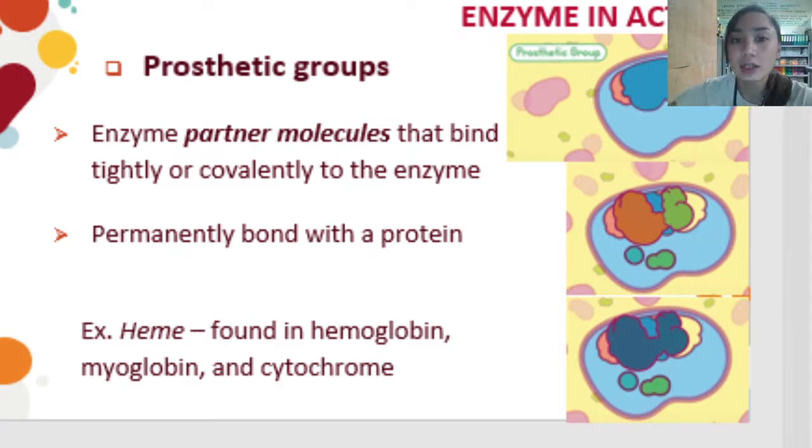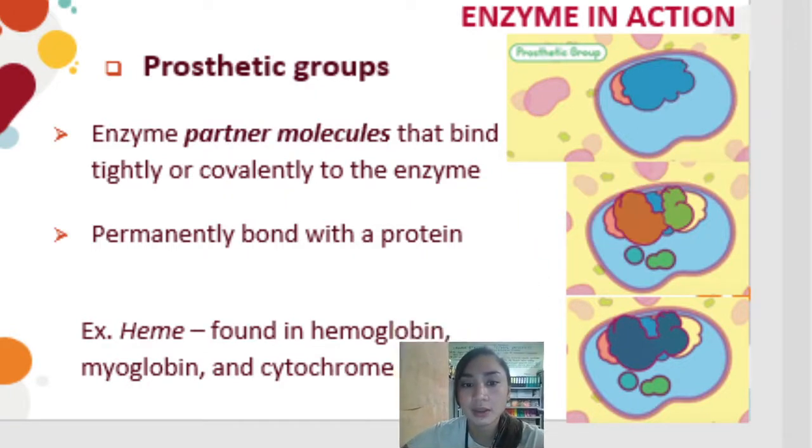So if you look at the illustration we have here, the red is represented by a prosthetic group. And then dito, parang ginagawa niyang perfect fitting yung ating substrate, no? Itong nasa gitna natin is the substrate. And then itong yellow part natin would be a coenzyme or a cofactor. And then now we have a complete enzyme and an active enzyme.